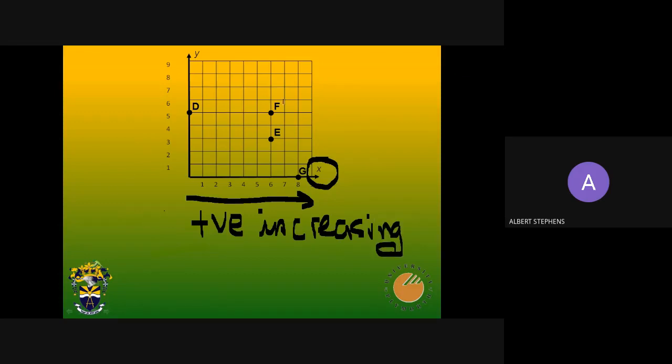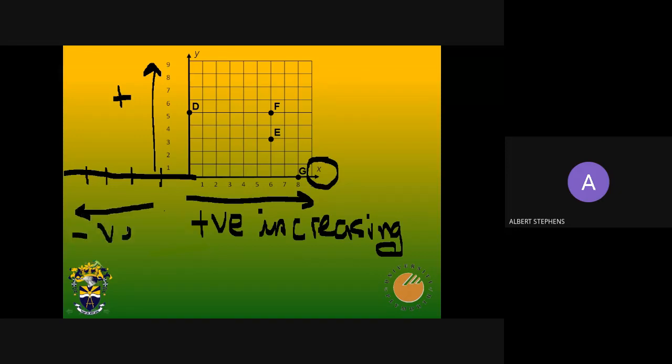Notice about the y-axis, or the vertical axis, these values are also positive and increasing. Now, I could also draw the graph like this, where you have some negative numbers on the left-hand side. These values will be negative and decreasing, going that way. Likewise, on the y-axis going down, these values will also be negative and decreasing.